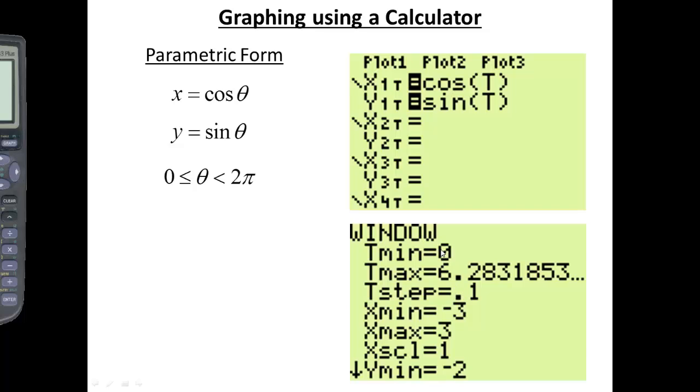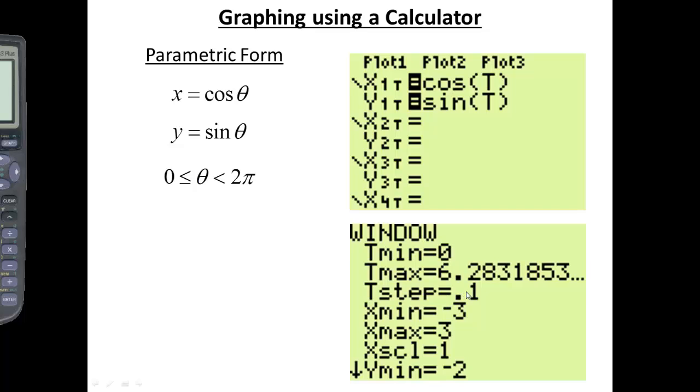So in other words, the calculator is going to start by plugging in t equals 0, then it's going to plug in t equals 0.1, 0.2, 0.3, 0.4, 0.5, all the way up to 6.28. So that's going to give me a nice reasonable graph. It's going to give me a lot of points, and my graph is going to be fairly accurate.